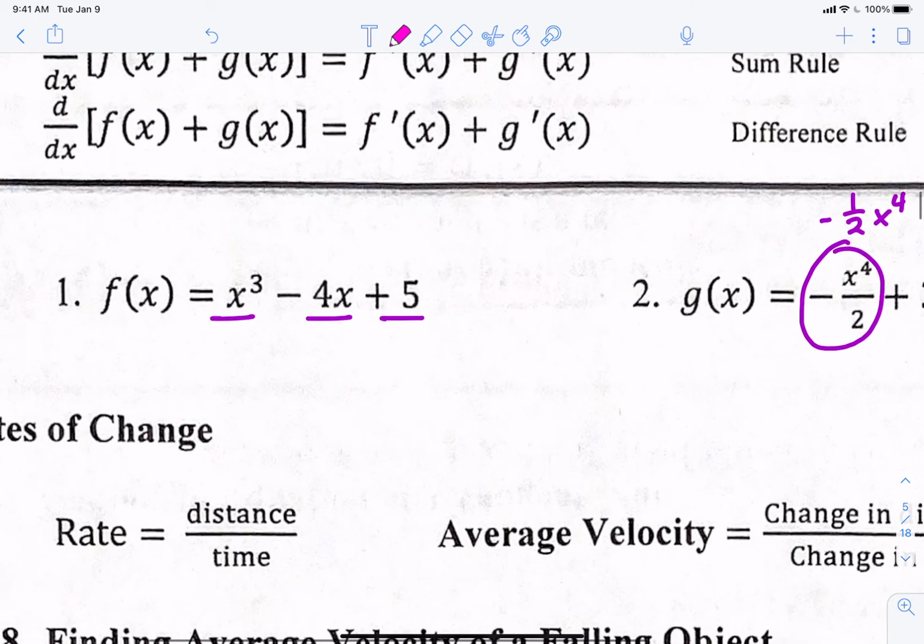First one. Number 1. How do you find the derivative? What did you get for the derivative for number 1? 3x squared minus 4. Okay, 3x squared minus 4. What happens to the 5? Again, it disappears. Gone. That's the constant rule.